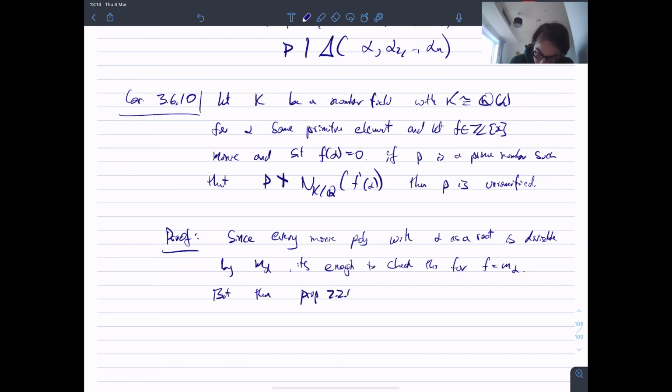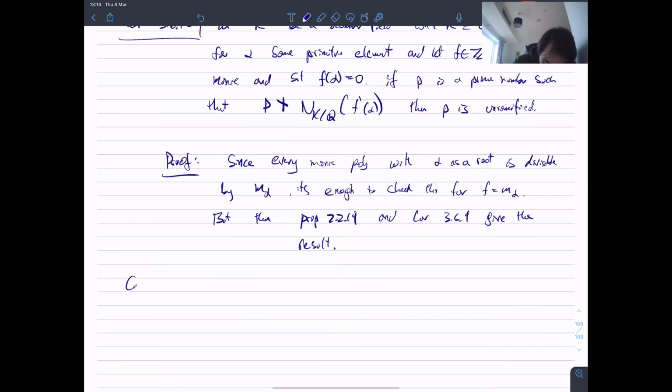Proposition 2.2.19, which related this number to the discriminant, and the previous corollary, Corollary 3.6.9, give the result. Essentially, p doesn't divide this. This number is related to the discriminant, so p doesn't divide the discriminant. So by the previous result, p couldn't have been ramified, so it has to be unramified.